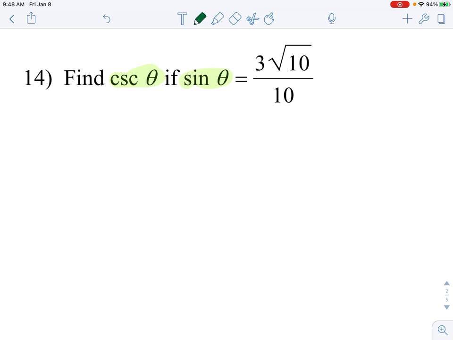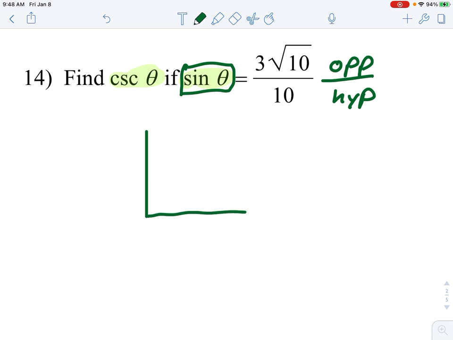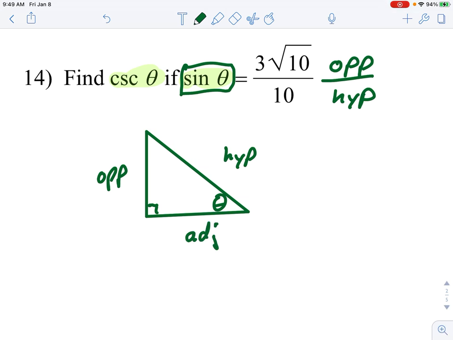Well, first, recall that sine, what's given here, is opposite over hypotenuse. Opposite over hypotenuse. So that means if I draw a right triangle, here's my right angle. This, of course, is the hypotenuse. If I call this theta, this is my opposite, adjacent. So opposite is 3 radical 10. Hypotenuse is 10.